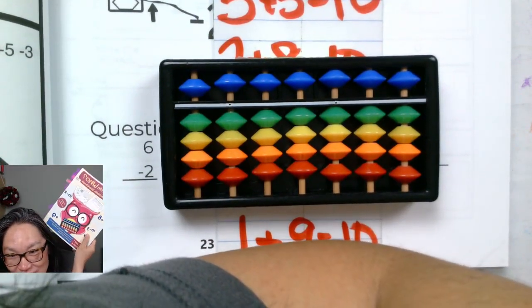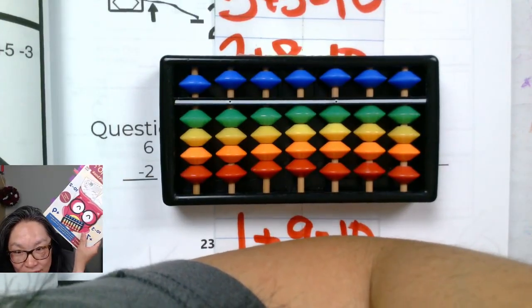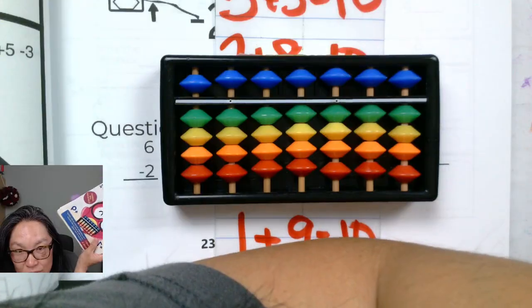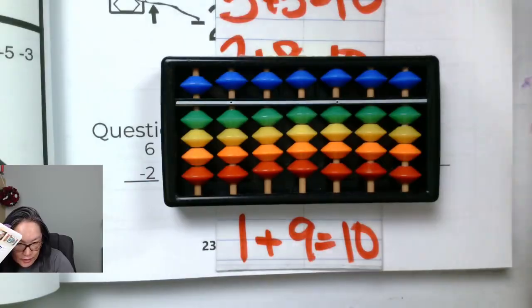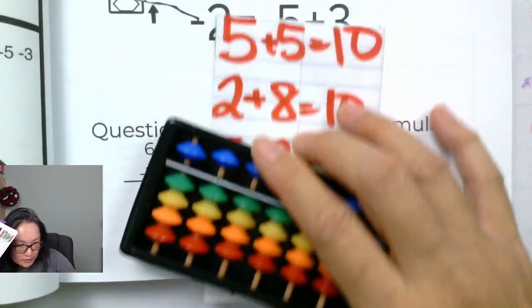Can we do 10s? Yeah, let's do some 10s. So we understand how to make the 5s, right? We understand how to make the 5s. Now what we're going to do is we're going to make the 10s.